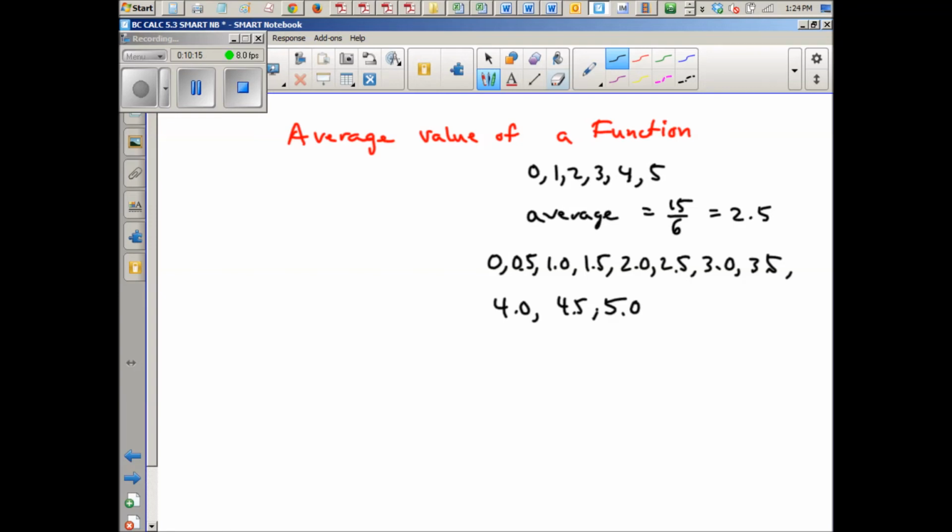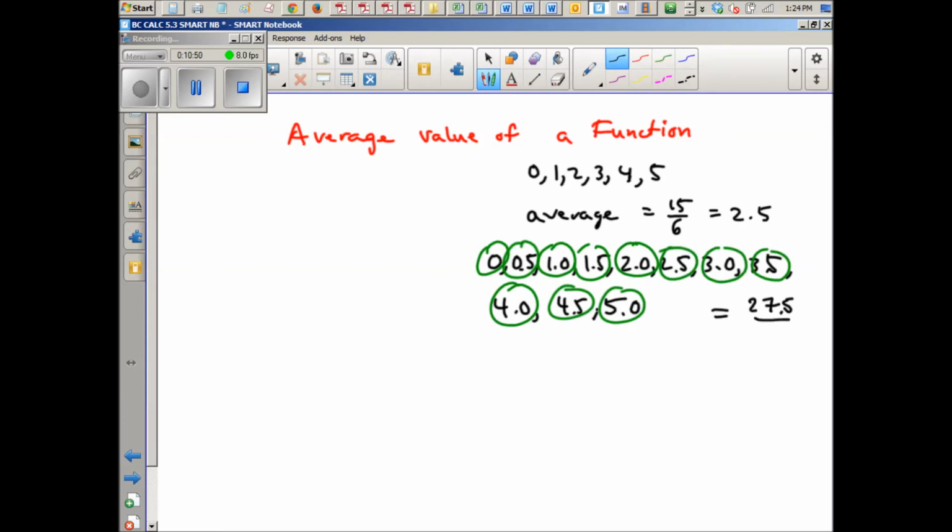You can add the first and last number. So what's 0 plus 5? 5. What's 0.5 plus 4.5? 5. So far we're up to 10. Here's another 5 here. 15. Here's another 5. 20. 25. 27.5. And how many do we got here? 11. 2.5.